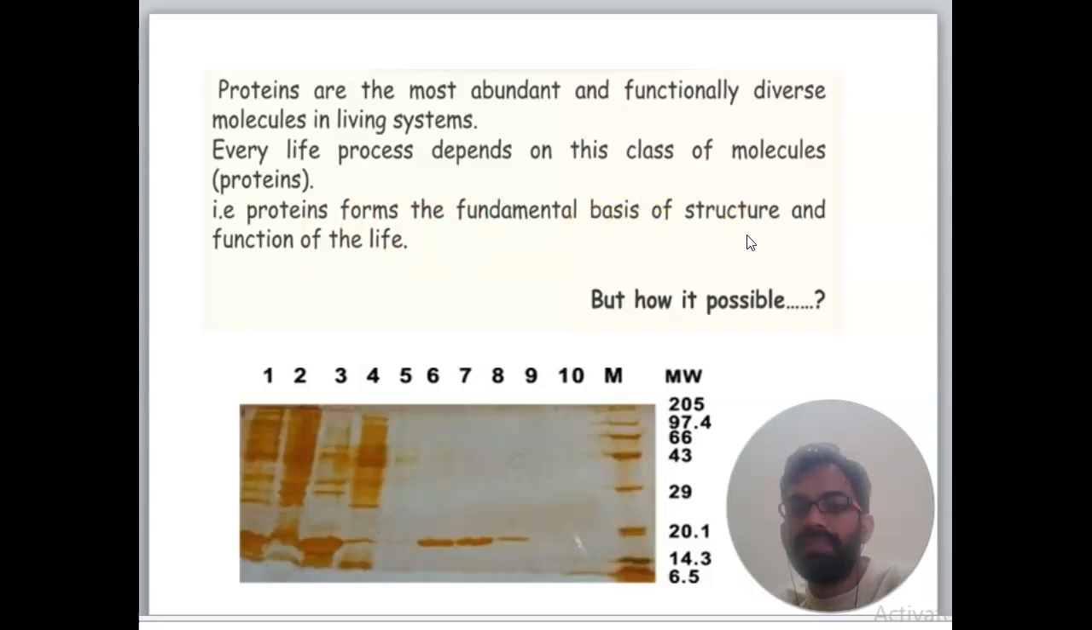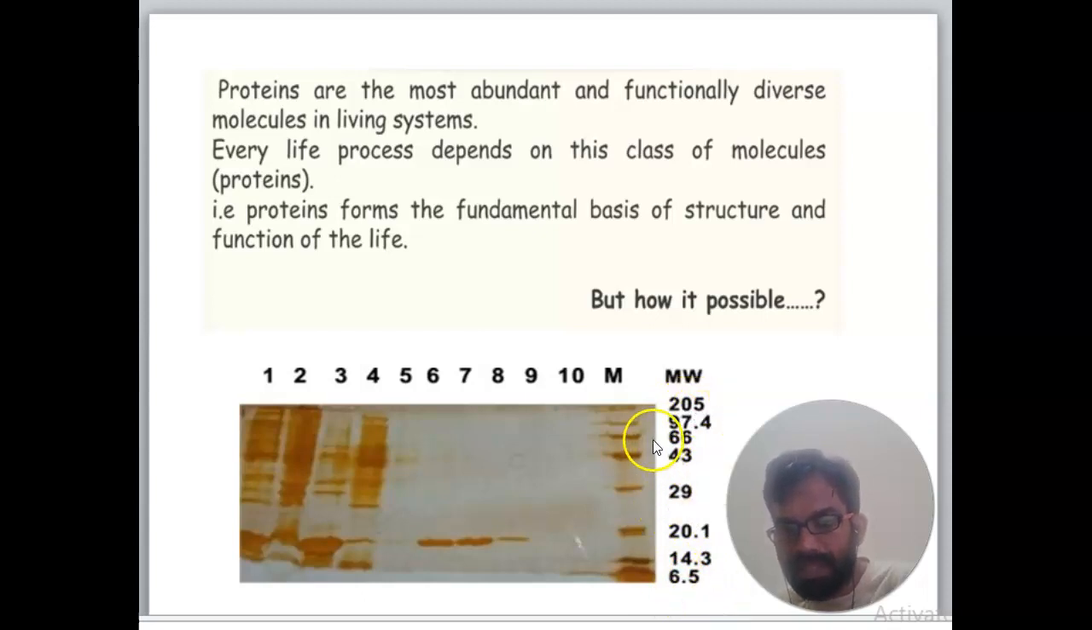How is it possible? You can see here one of the images we recorded, SDS-PAGE, sodium dodecyl sulfate polyacrylamide gel. This is the marker and these are the molecular weights. You can see here lanes 1, 2, 3, 4 up to 10. These are various different kinds of samples, M is the marker, and this is the molecular weight, 6.5 to 205.